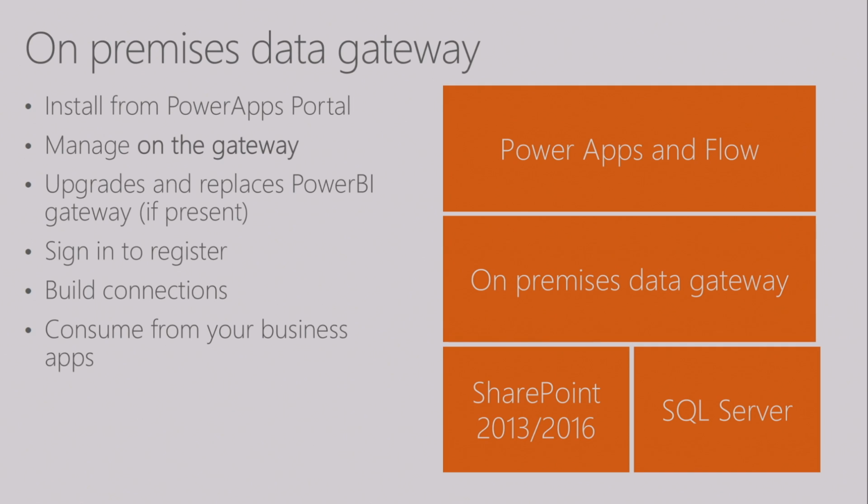You are going to be able to manage connections directly on the gateway. If you were installing it, it installs over the Power BI gateway. We'll upgrade it in place. You sign in on the gateway machine to register it into the PowerApps service. Once it's registered, then you can use it to build connections.